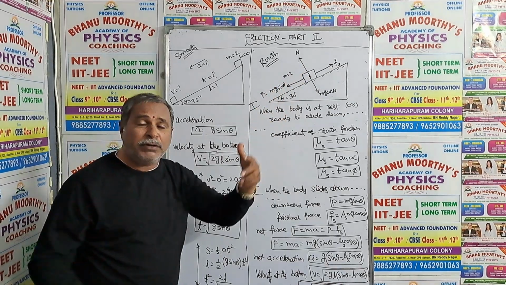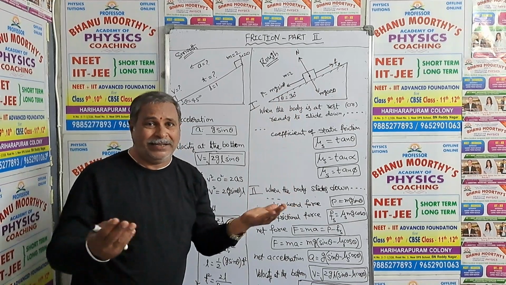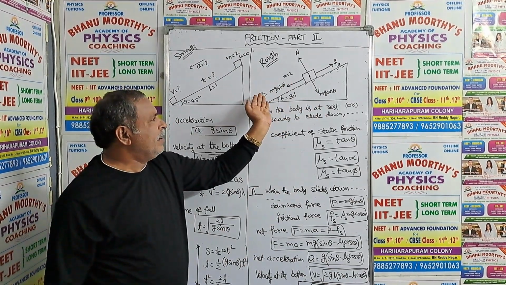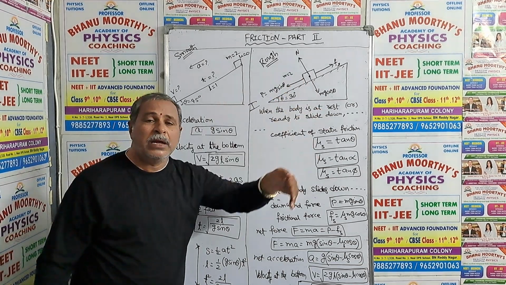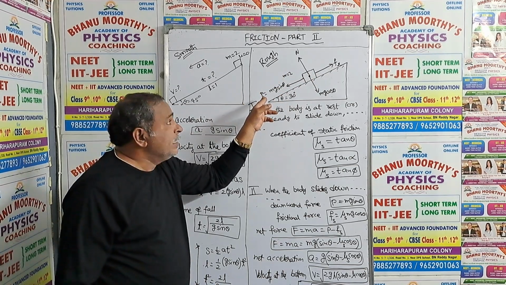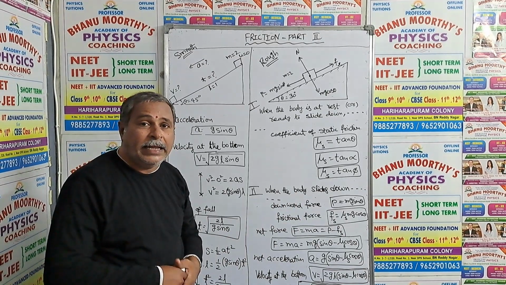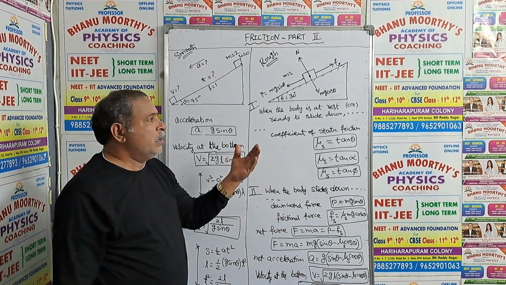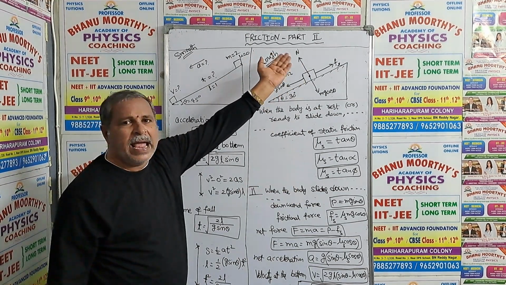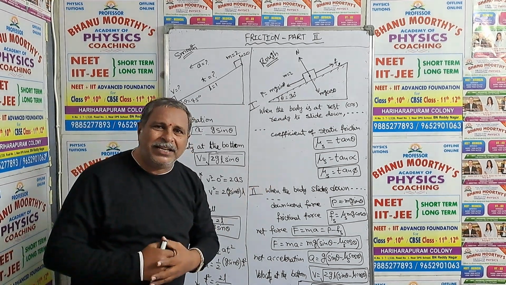Static friction balances with mg sin theta, and the normal force balances with mg cos theta. This is the resolution of the weight of the block: mg sin theta along the surface and mg cos theta normal to the surface. So Fs balances with mg sin theta and N balances with mg cos theta. Taking the ratio, sin theta by cos theta, that is tan theta, equals Fs by N. Fs by N means the coefficient of static friction, my dear students.